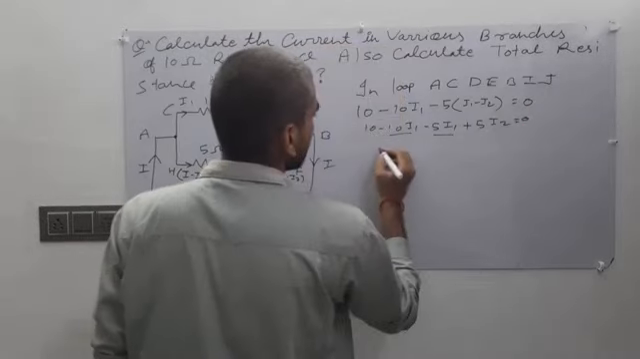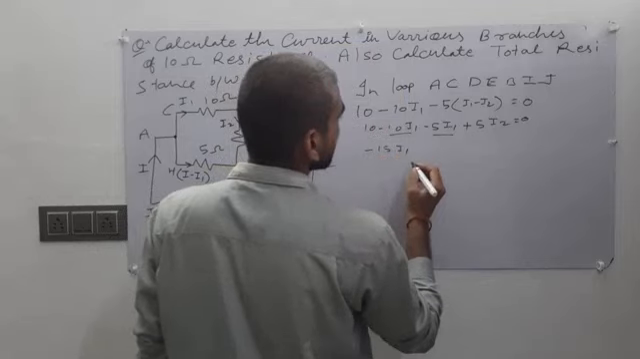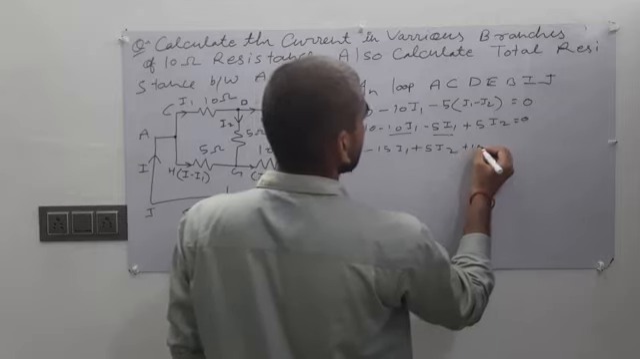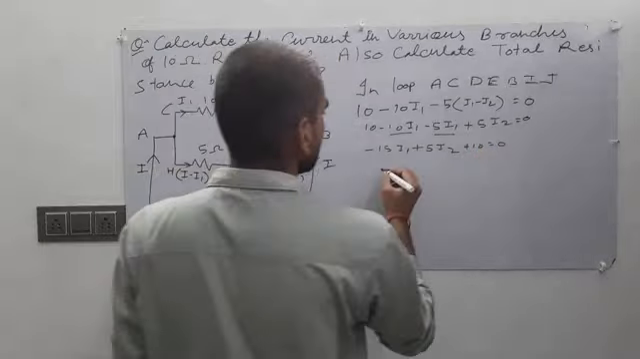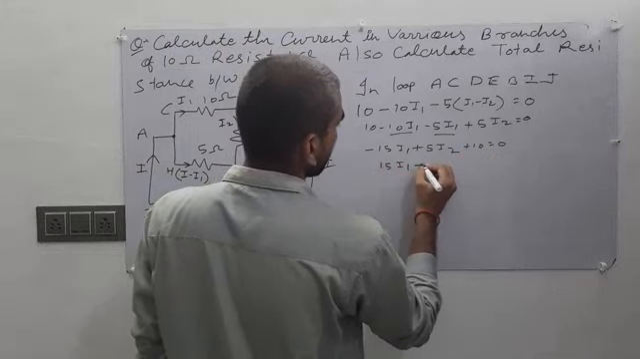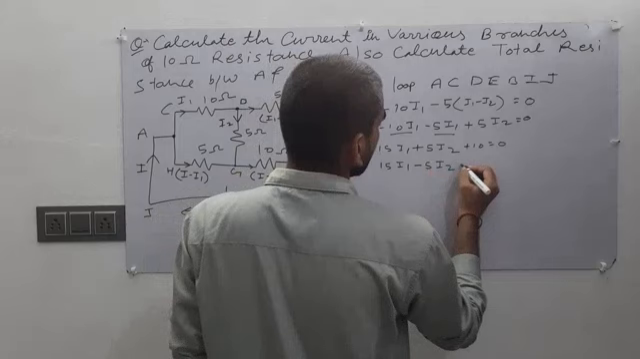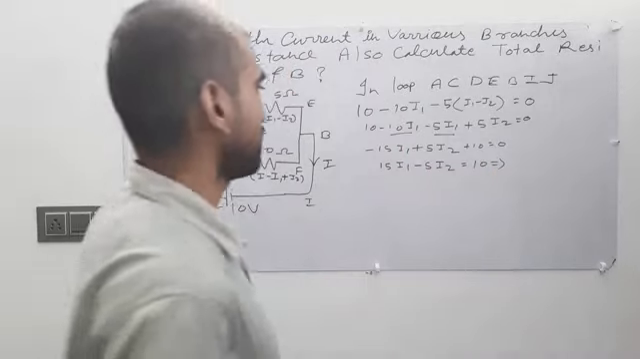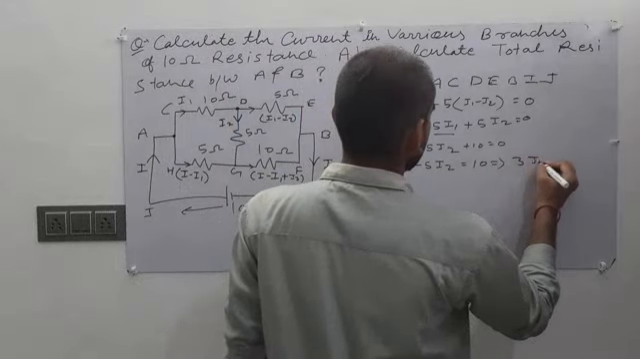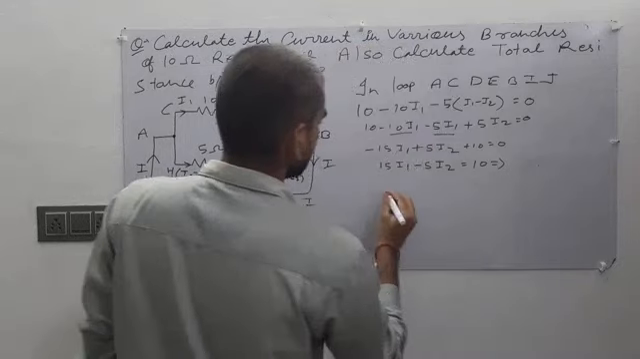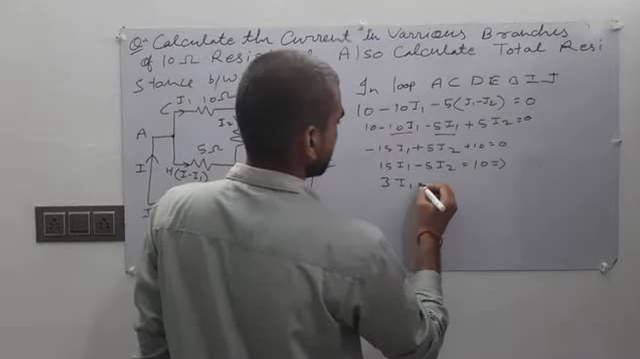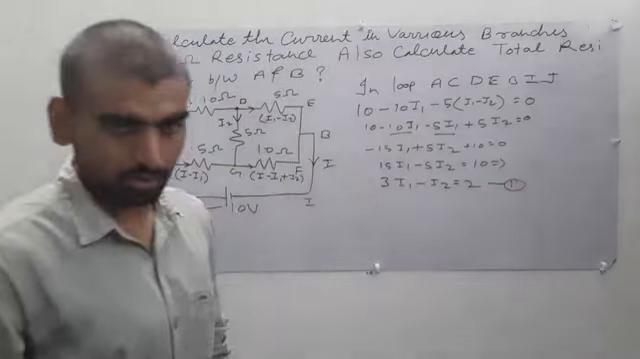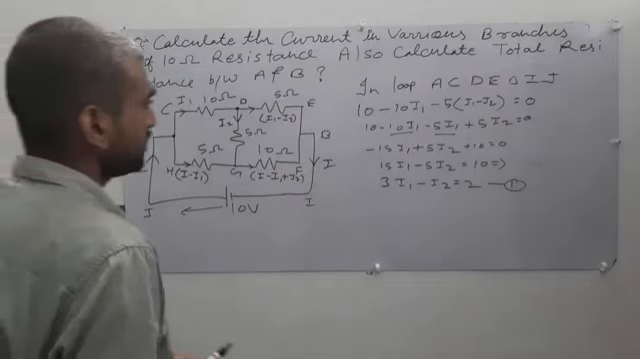This and this will make minus 15 I1 plus 5 I2 plus 10 equals 0. So 15 I1 minus 5 I2 equals 10, or we can write this same as 3 I1 minus I2 equals 2. This is equation number first.